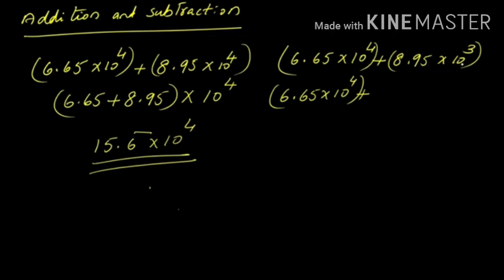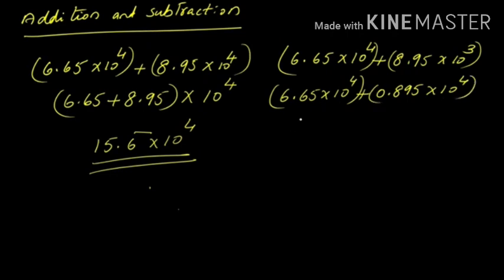So what we have to do is 6.65 into 10 raised to 4 plus, I am going to make the second digit's exponent the same as that of the first digit. So 10 raised to 3 I need to change into 10 raised to 4. So 3 should be changed into 4. So what should I add? Plus 1. 3 plus 1 will give you 4.